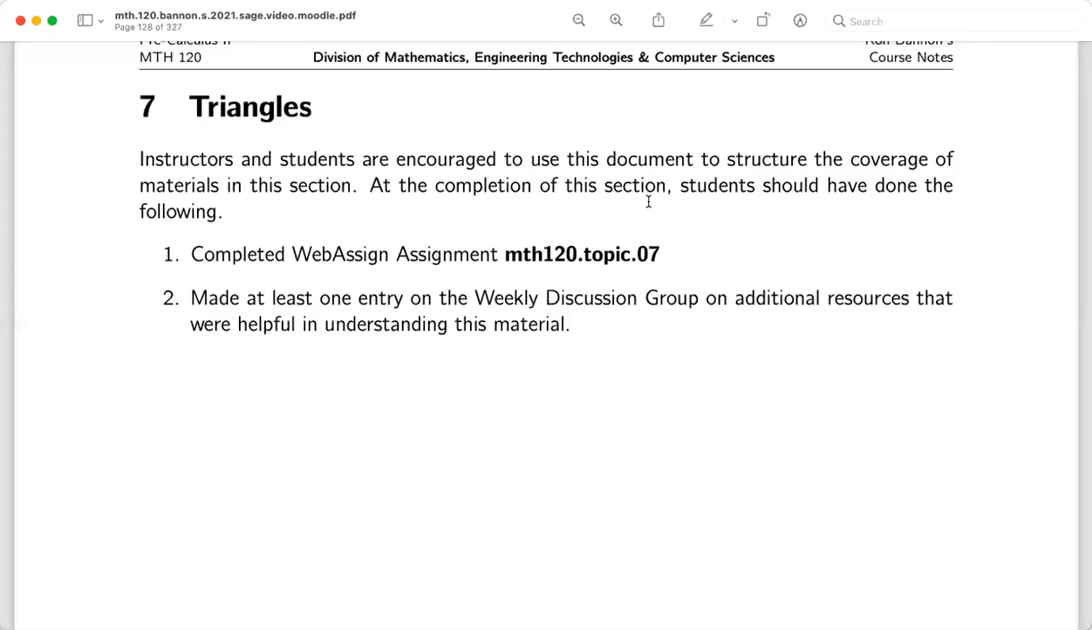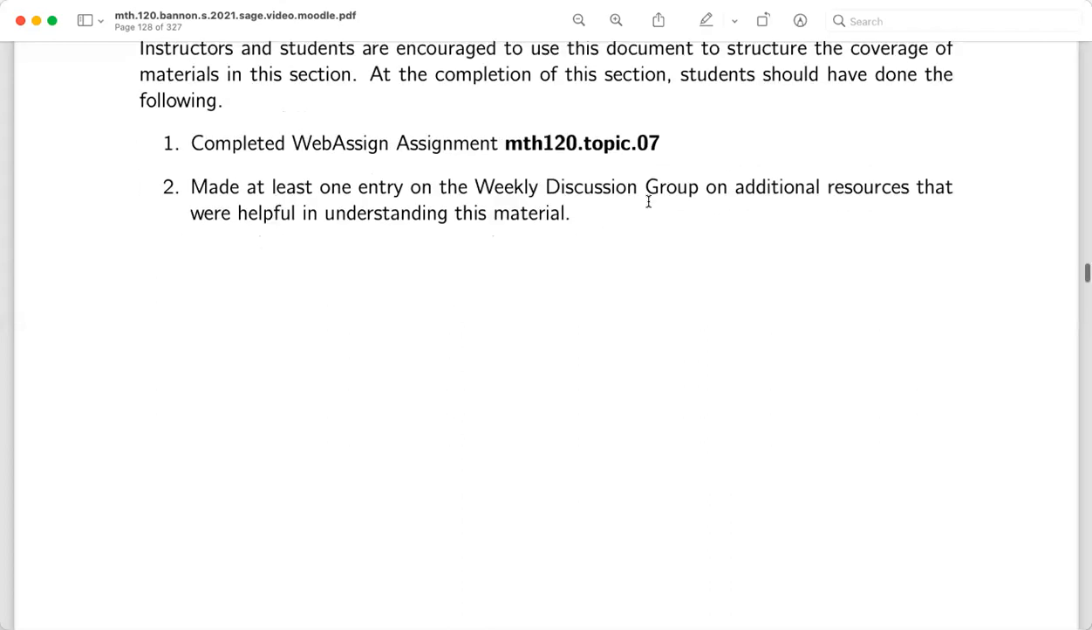Okay, we're on the section on triangles. Again, once you're finished with section 7, that is, making sure you understand what's presented to you in class, the examples that were presented in class, and that you've done the supplemental assignment, then you should complete out the Math 120 Topic 7 and WebAssign, and then try to enter something productive into the weekly discussion group. So what do we do here?